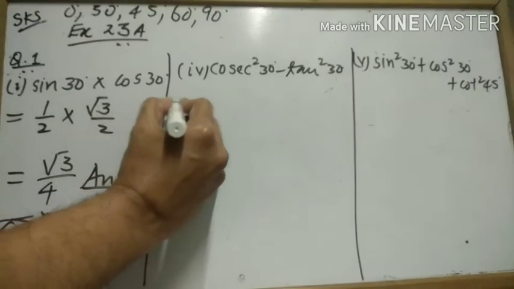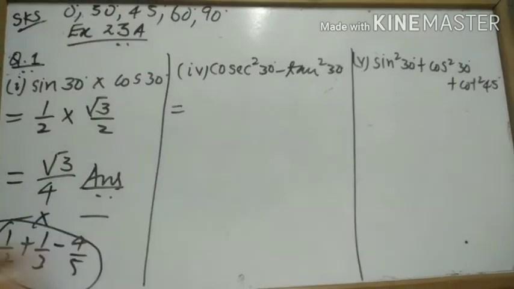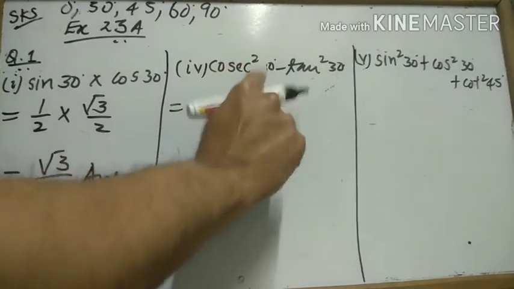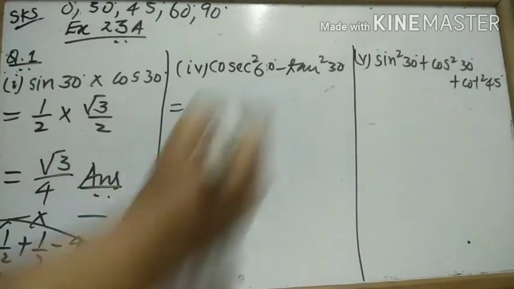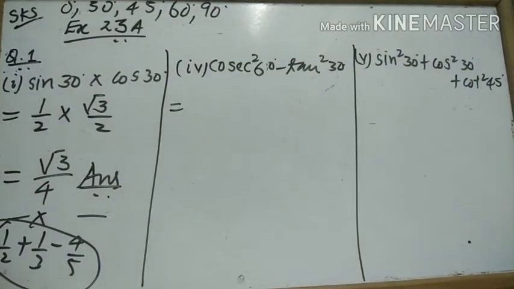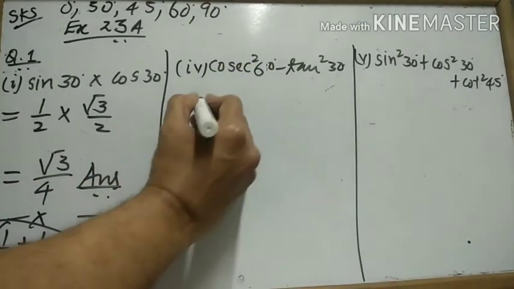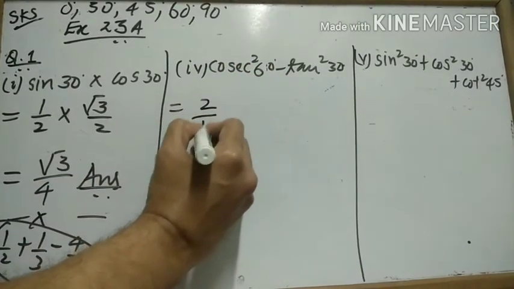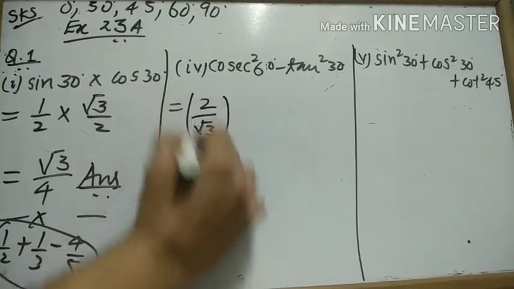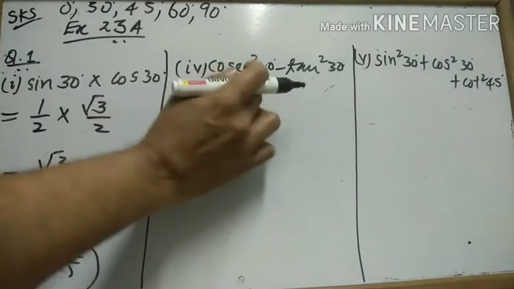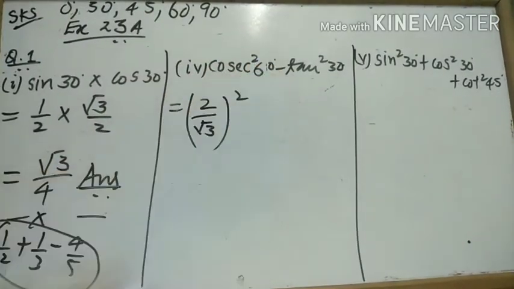The second sub question I am going to take is the fourth sub question, I mean question 1, fourth sub question, that is cosec square. I made an error over here. It is cosec square 60 degree minus tan square 30 degree. Now remember, when I say cosec square 60 degree, what does it mean? I have to find the value of cosec 60 and then square it. Cosec 60 you can find from the table. It is 2 upon root 3.